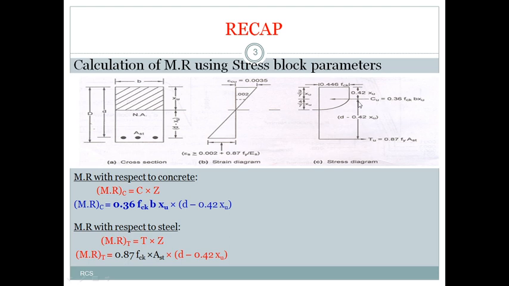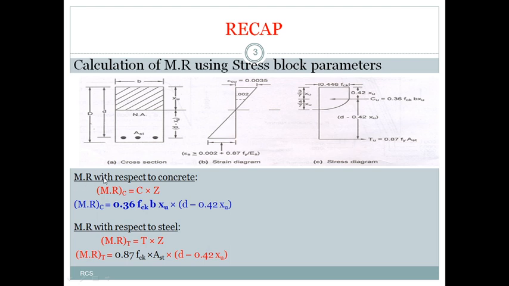Yes, we have defined that moment of resistance is a couple due to these internally formed reactive forces. The internally formed reactive forces are compressive forces and tensile forces. Right. This moment of resistance can be calculated with respect to concrete as well as with respect to the steel. That means if we are calculating with respect to concrete, we are calculating in the compressive zone. With respect to steel, we are calculating in the tension zone.